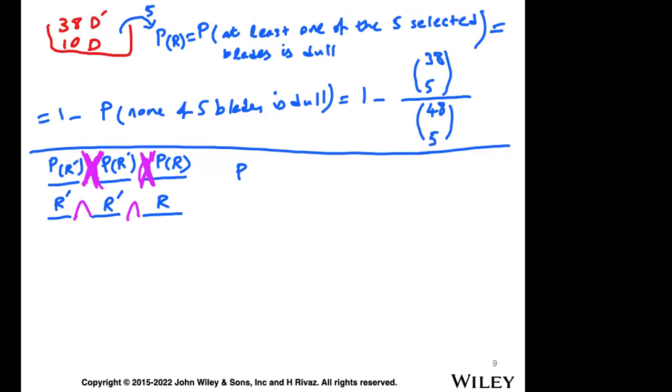So the final answer, P of replaced in day 3, is going to be 1 minus P of R to the power 2 times P of R, right? And we have P of R from the previous part. That's why I denoted it with something short, so that I can write this short answer.